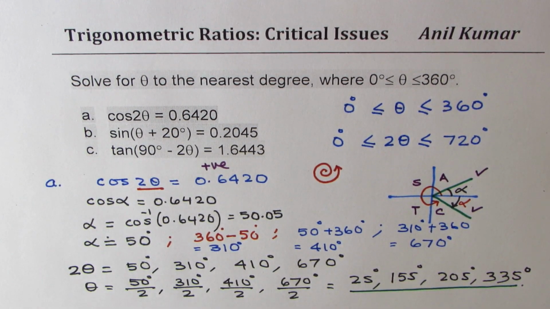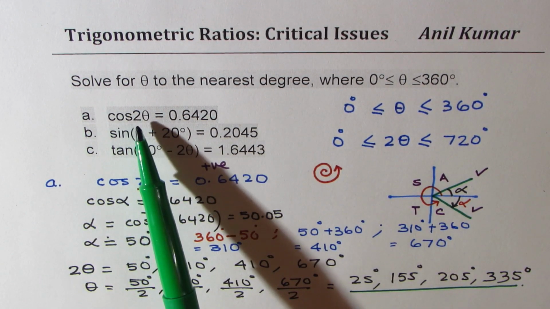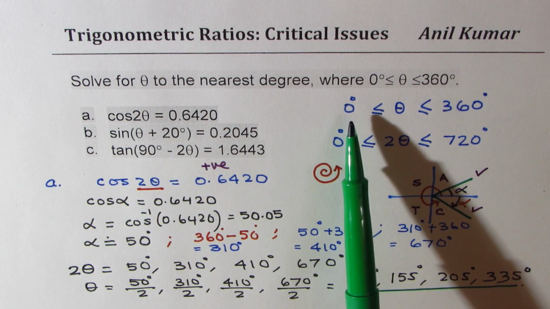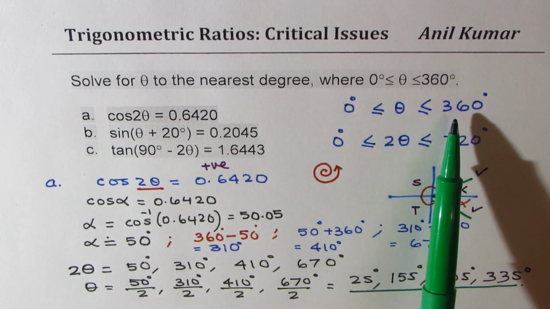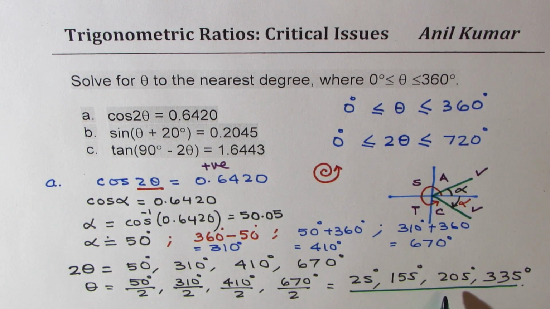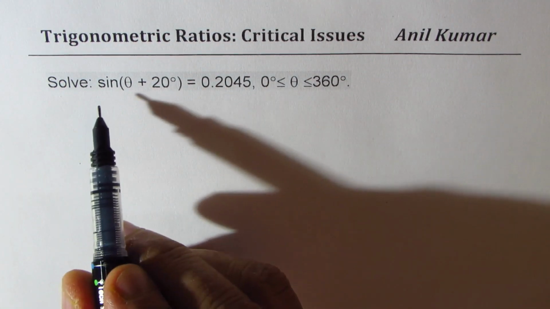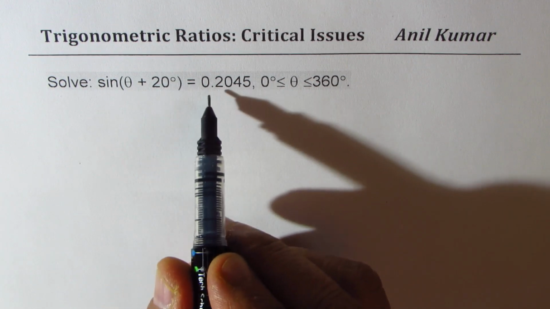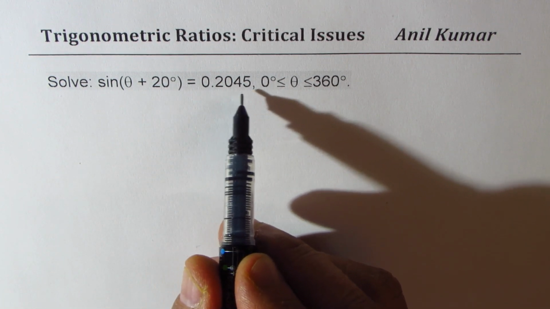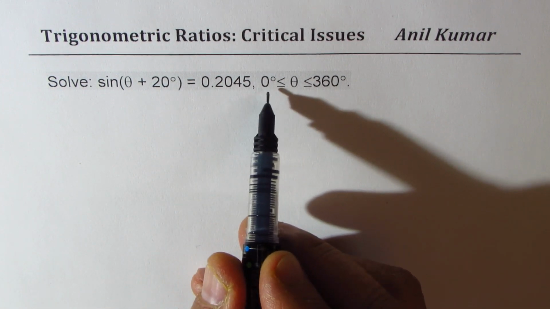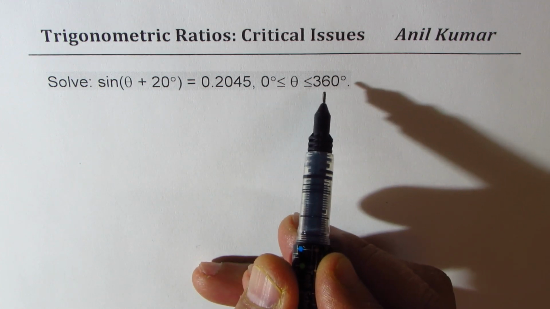Do you see that? So when we are talking about cos 2 theta in the interval where theta is between 0 to 360 degrees, we expect 4 solutions as shown here. So I hope the steps are well taken care of. Now we will do part B and C. Now let us solve the equation sin(theta plus 20 degrees) equals 0.2045, where theta is between 0 and 360 degrees, right?